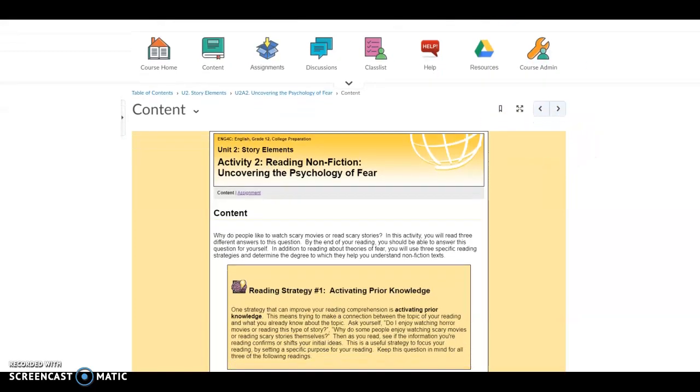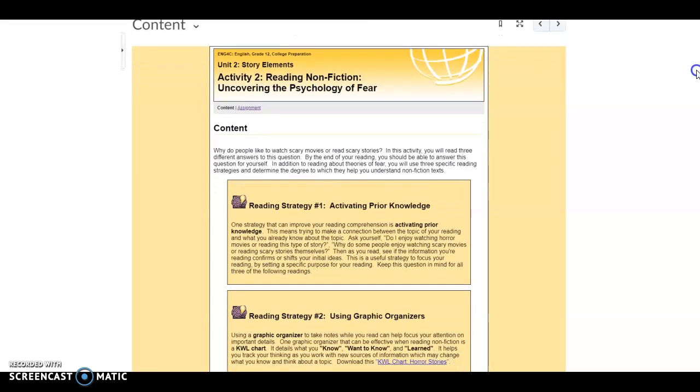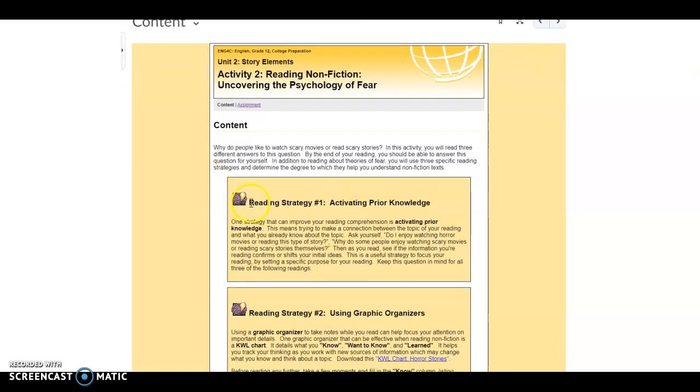In the content of this activity, we're going to focus on reading strategies. By the end of the activity, in one of the assignments, you're going to have to explain which one of the three reading strategies you're going to be introduced to in this activity is your favorite, or which one you think would be the most helpful for you.